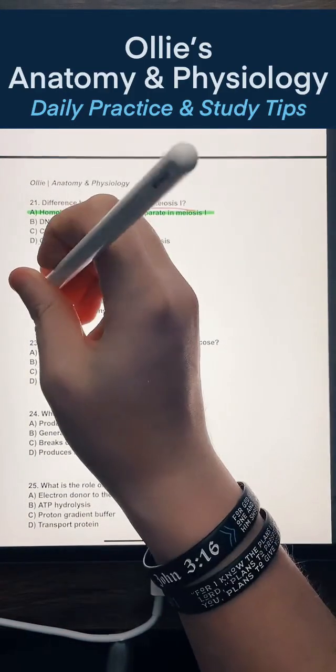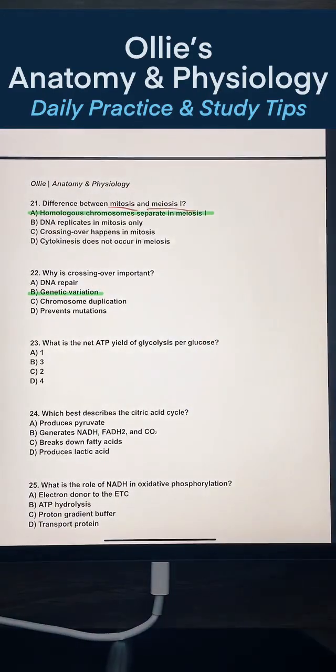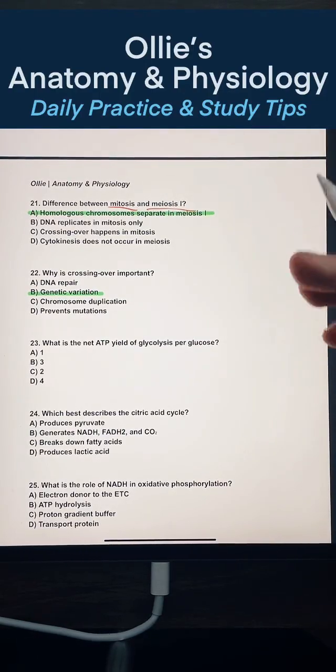Fantastic. It is B. It's for that genetic variation. Homologous chromosomes exchange DNA during prophase 1. That is going to increase the genetic diversity.